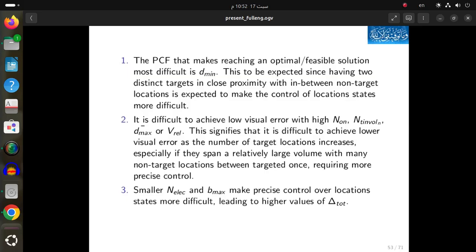Also, as we said earlier, as the number of electrodes and the maximum allowable current both decrease, it is more difficult to control the visual error, to achieve low visual errors. The problem becomes more complex.